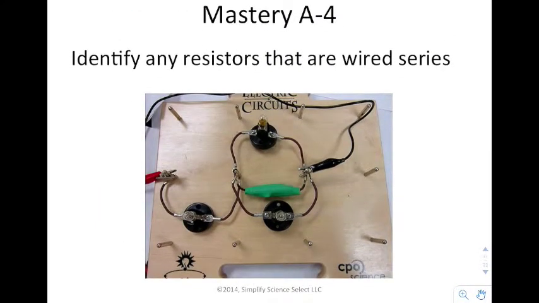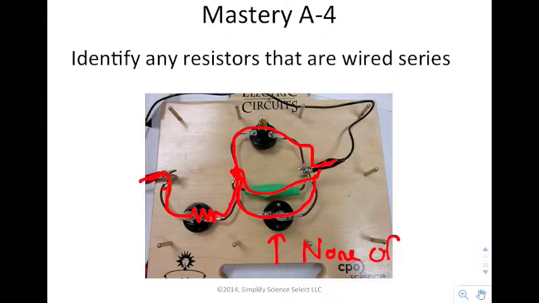Identify any resistors that are wired in series. This is a little bit trickier one because you have your positive terminal here and you have your negative terminal here, and you have to look through it this way. If I go through this particular light bulb, which is a resistor, I can now have a choice. I can go this way, this way, or this way. So these three resistors, none of them are in series.